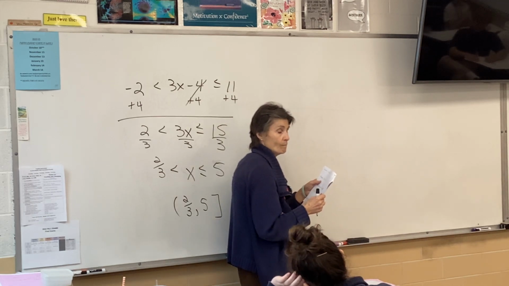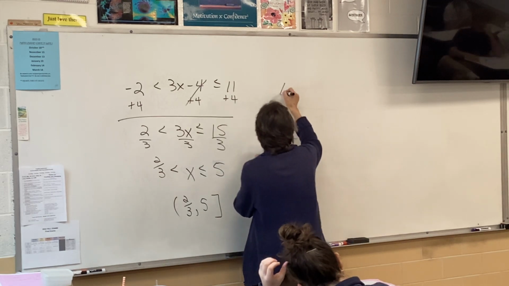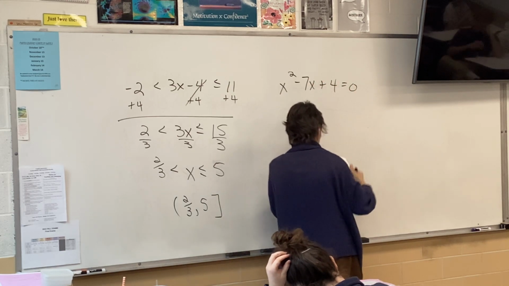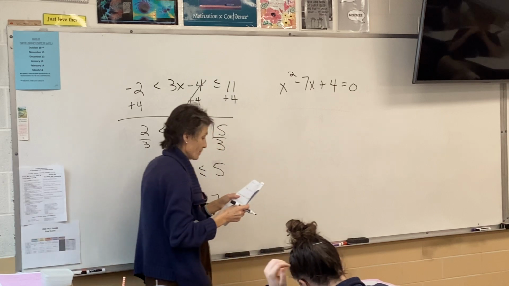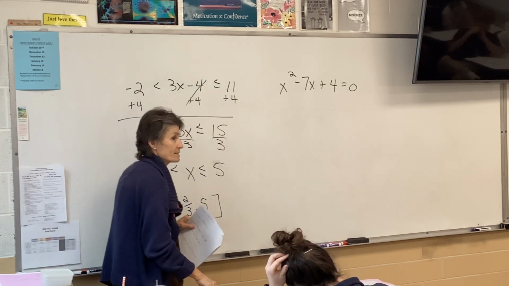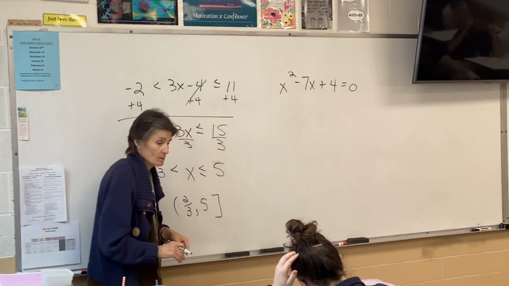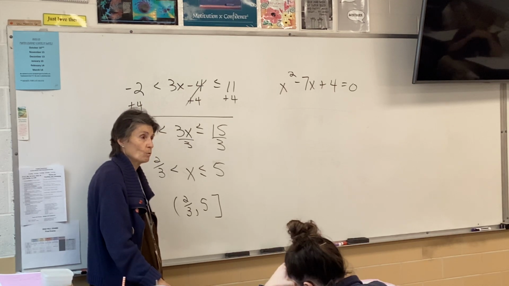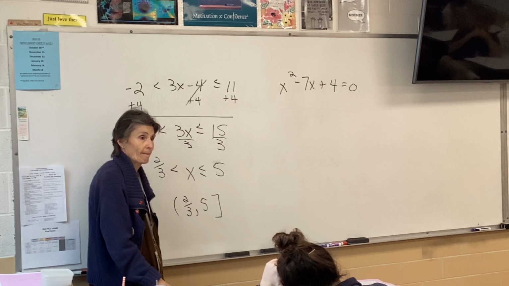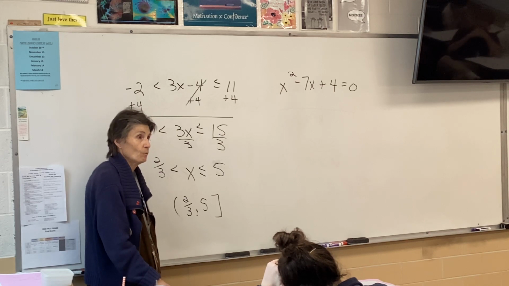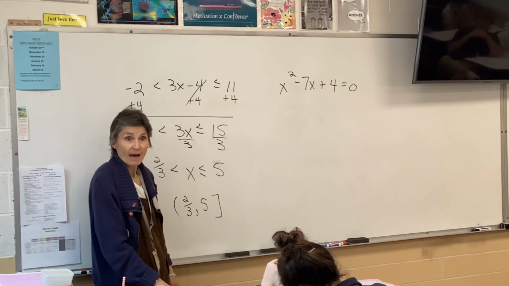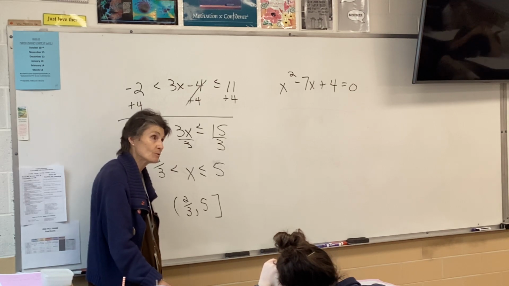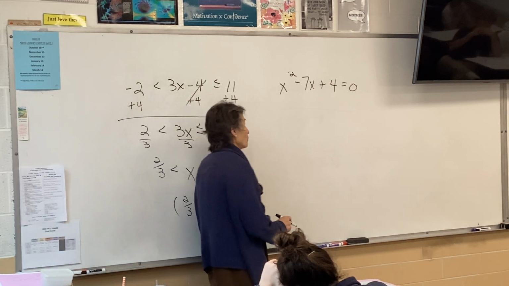Okay? X squared minus 7x plus 4 equals 0. All right, this is easy. We're going to get this one right. What is that? It's a quadratic equation. How do we solve quadratic equations? Quadratic formula. Now, if you want to factor and they factor, go ahead. This one doesn't factor though, so we're going to need the formula.